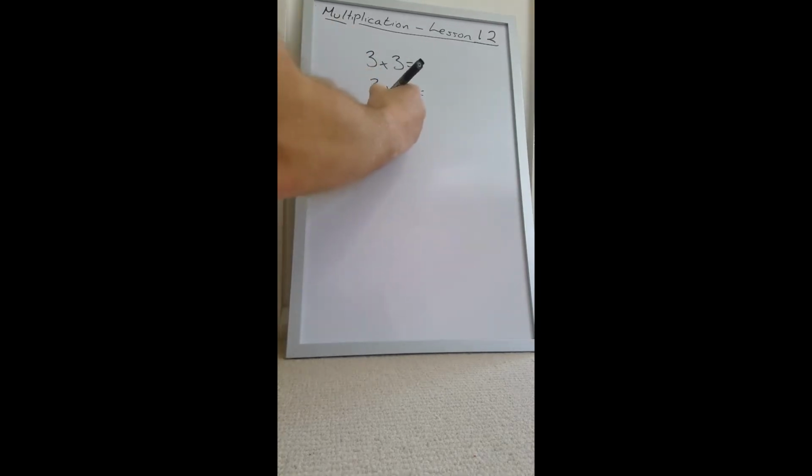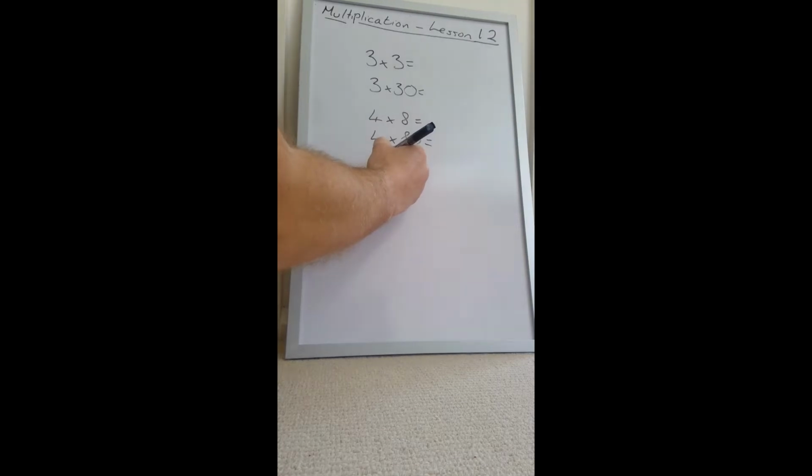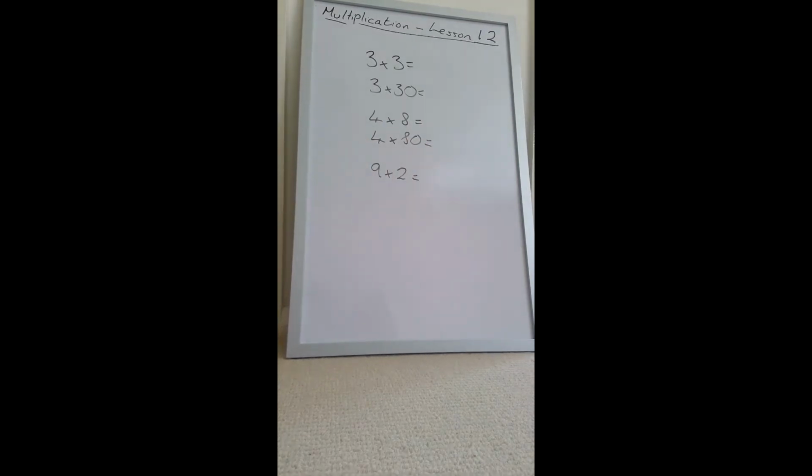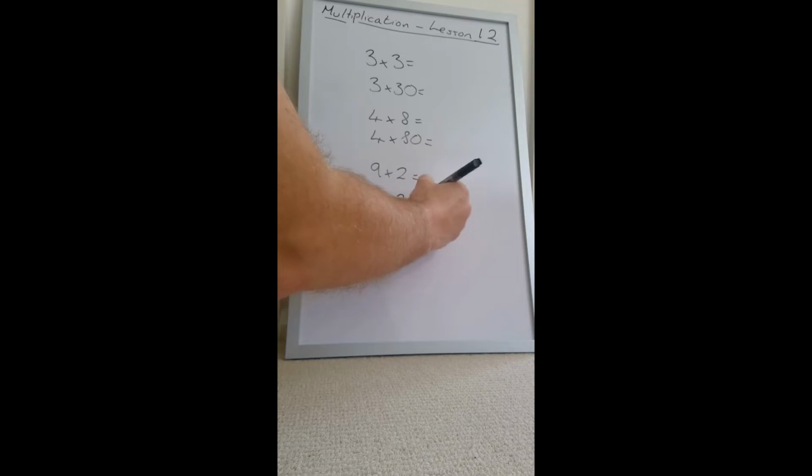If I had a problem such as 4 times 8, how would that help you solve a problem such as 4 times 80? Also, if I had a problem such as 9 times 2, how would that problem help you solve a problem such as 9 times 20?